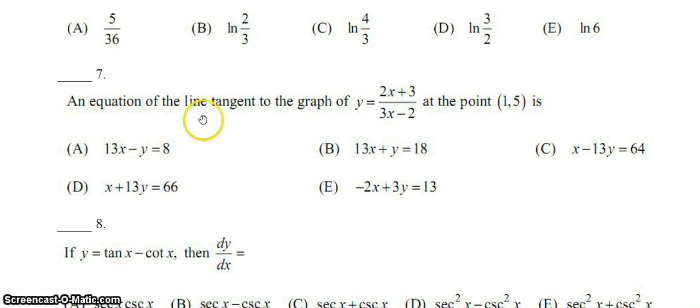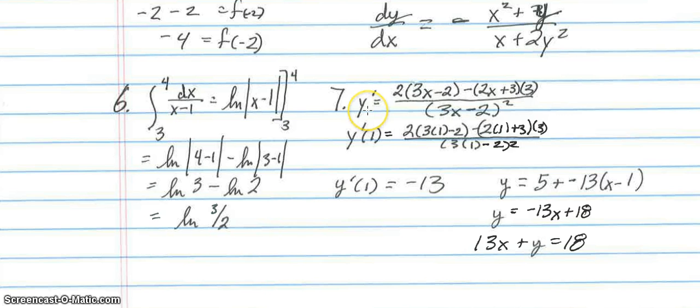7. Equation of the tangent line at that point. So what's the slope of the tangent line? The value of the derivative at 1, 3. So that's first. What's y prime? dy/dx, whatever you want to call it. So derivative of the numerator, 2x plus 3, times 3x minus 2, minus the numerator 2x plus 3 times the derivative of the denominator, all over the denominator squared.